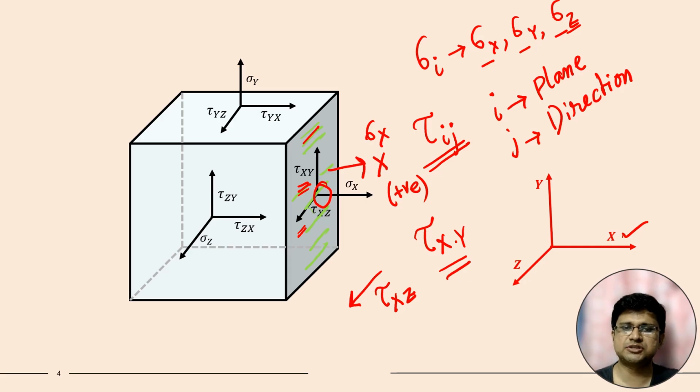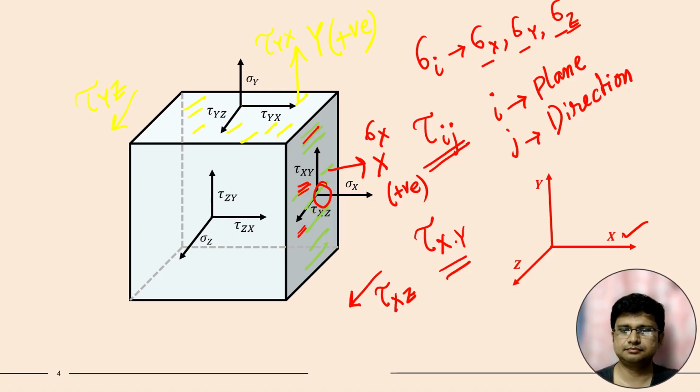Similarly, if we think about this particular plane, if we draw one normal over this plane, the normal will be along the positive y direction. So the normal stress will be sigma y. This plane is plane of y. Now for shear stress, if it is acting along x direction, it will be tau yx, plane of y, direction x. And if it is acting along z direction, it will be tau yz, plane of y, direction z.